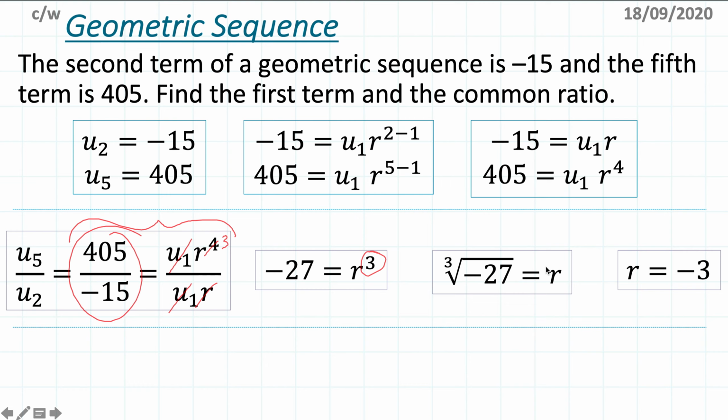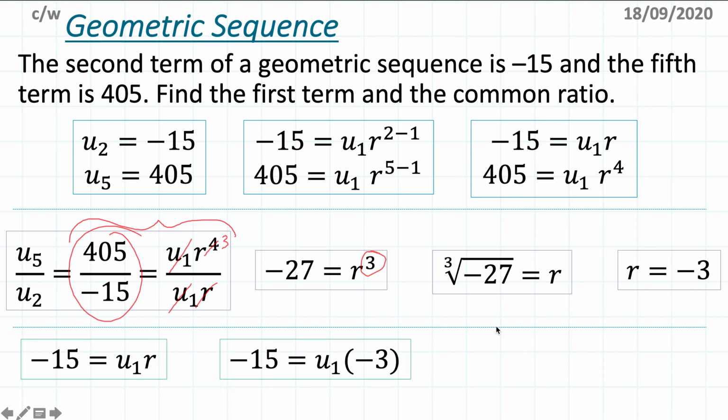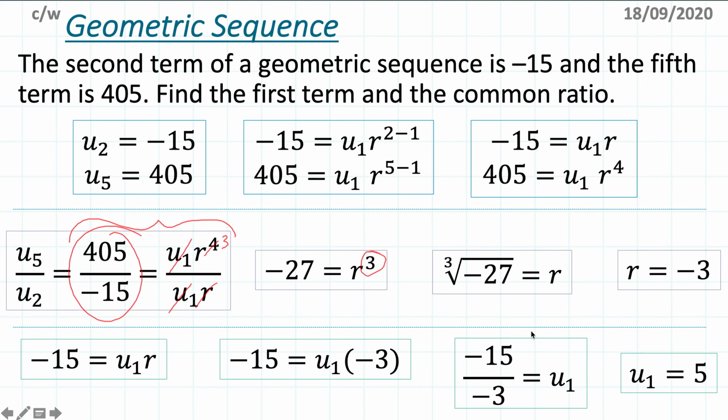So now that I found the r, same thing with simultaneous equations. You're going to substitute the r in any of these expressions. So the first or the second one, I'm going to substitute in the first one. That's easier. So I'm just going to put -3 instead of the r, and that's going to give me u1 equals 5. And you can double check your answer, substitute it in the second one, and make sure that the r and the u1 you picked will give you 405.